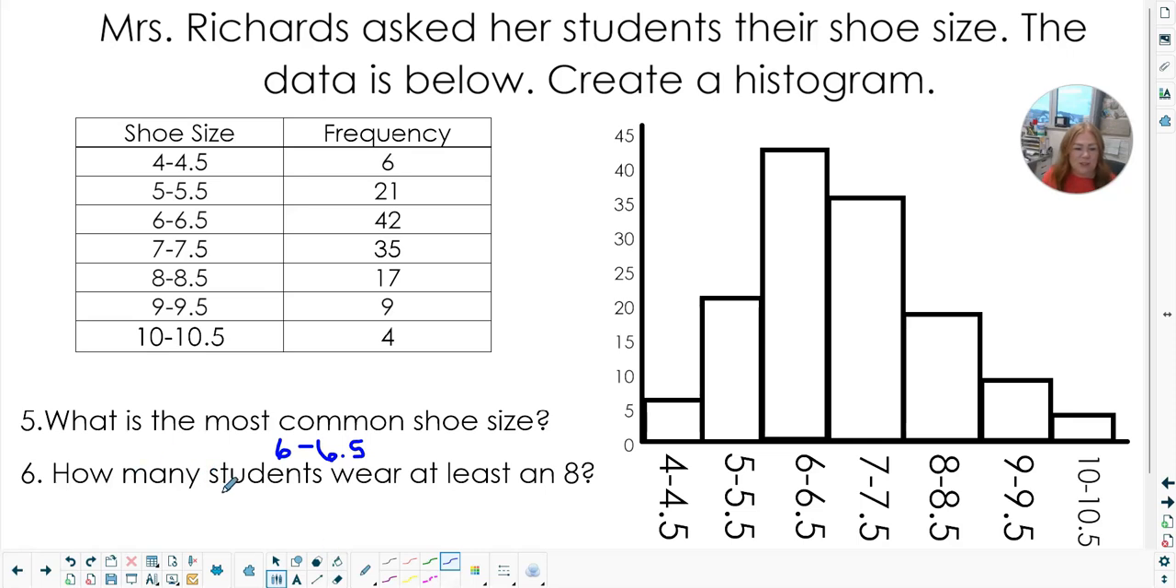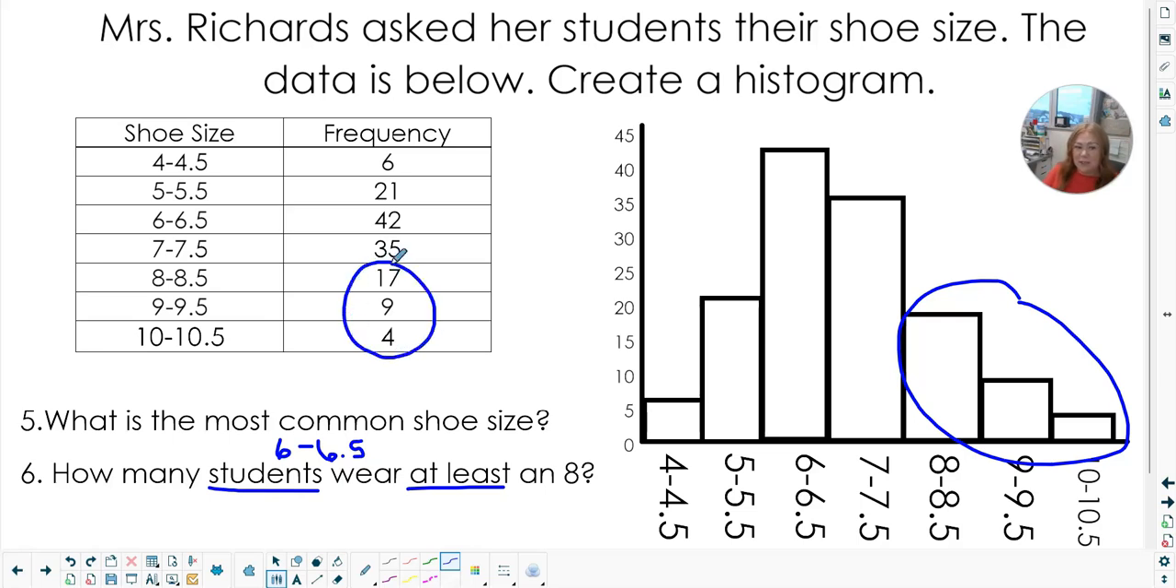And then it says how many students, so we're counting up the students that wear at least an 8. So at least, so 8 or higher. So all of these students, might be easier to come back to our frequency so we know exact numbers. So all we need to do is add up those numbers here to get that answer of how many wear 8 or higher. So 17 plus 9 plus 4 will tell us all of those students there.